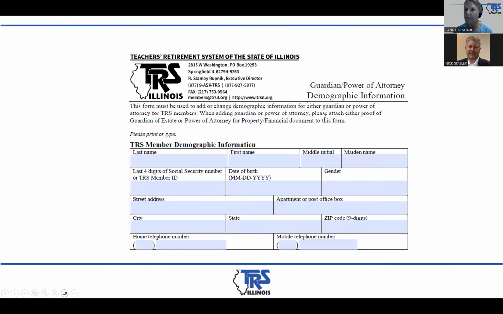Okay, so the power of attorney demographic information form would look something like this. And I broke this into two different pieces, so it's a little bit easier to read here. The top portion of this form is your specific information. So your name, Social Security or member ID. A lot of times people have switched to including a member ID rather than Social Security number. Date of birth, street address, that type of thing. So this top portion is you, the TRS member.